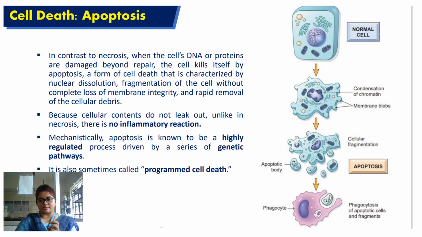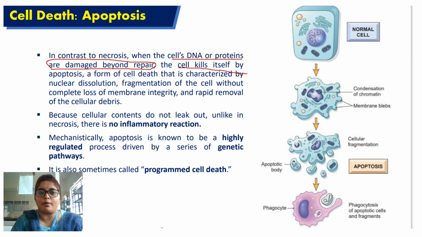Let us see about apoptosis. Apoptosis in general, we can call a suicidal cell death. In contrast to necrosis, when the cell's DNA or proteins are damaged beyond repair, that means they are not repairable, the damage has happened in such a way that we cannot repair them, the cell kills itself by apoptosis, a form of cell death characterized by nuclear dissolution. That means it is going to dissolve the nucleus first, fragmentation of the cell without complete loss of membrane integrity, and rapid removal of the cellular debris.